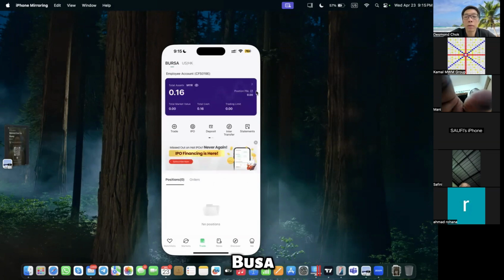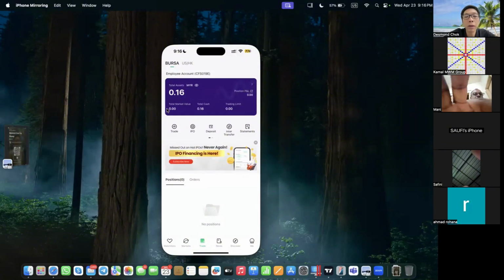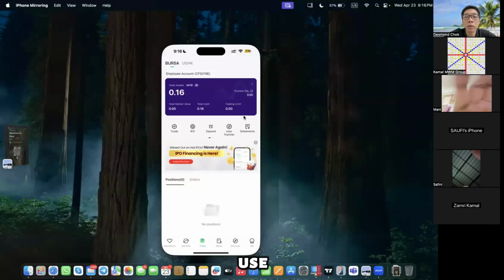So for Bursa, what you can see here is the market value, total cash, trading limit. So let's say your total asset now, okay, for this case, it's 16 cents. So market value is, if you have any position, how much it is worth. Then total cash. Okay, this one is cash. Trading limit. So this is how much you can use to buy and sell. To buy a certain stock. Okay.